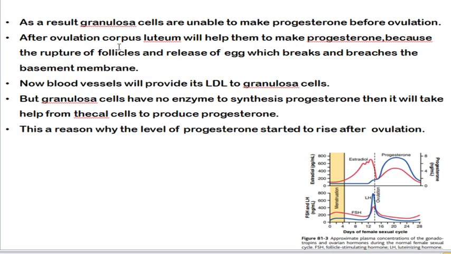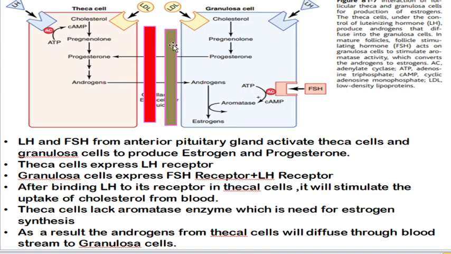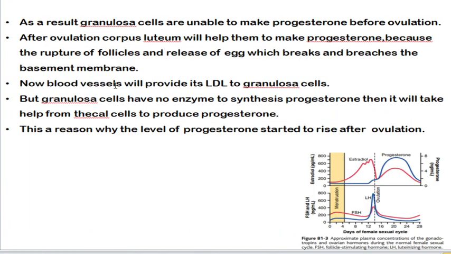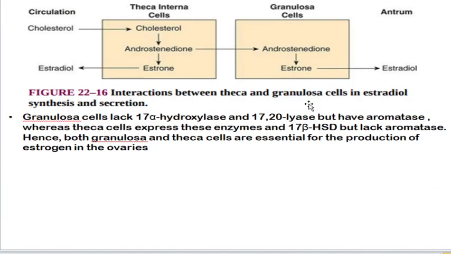Ovulation means rupture of the follicle and release of the egg. After the ovulation, the corpus luteum will make progesterone. Once the follicle has ruptured and the egg has been released, this basement membrane will start to be removed from the granulosa cell. Then the blood vessels will provide LDL to the granulosa cell. But the granulosa cell has no enzyme to synthesize progesterone. The enzymes needed for synthesizing progesterone are present in the thecal cell.